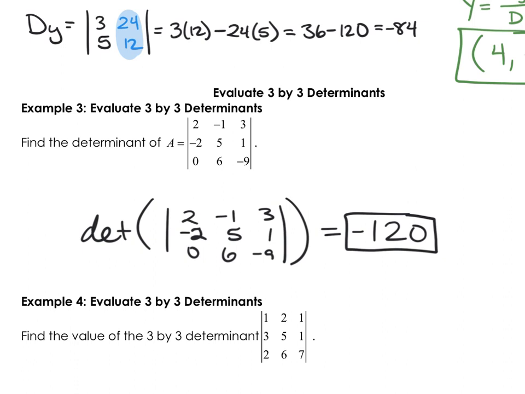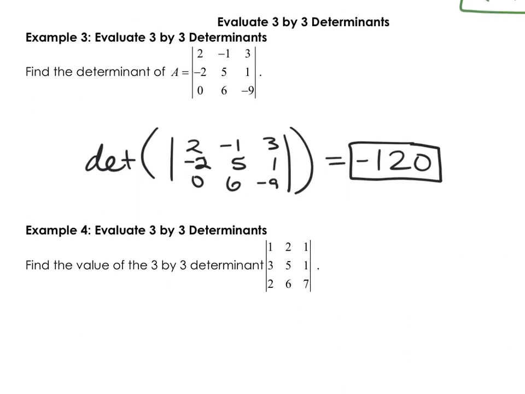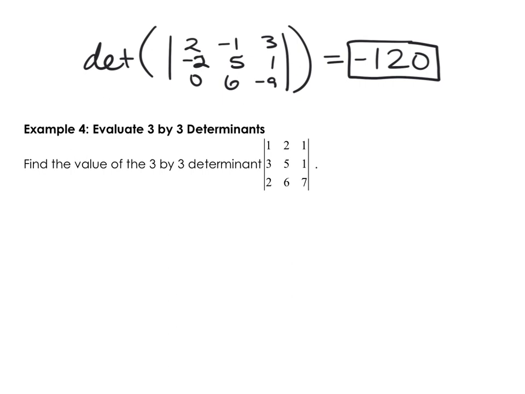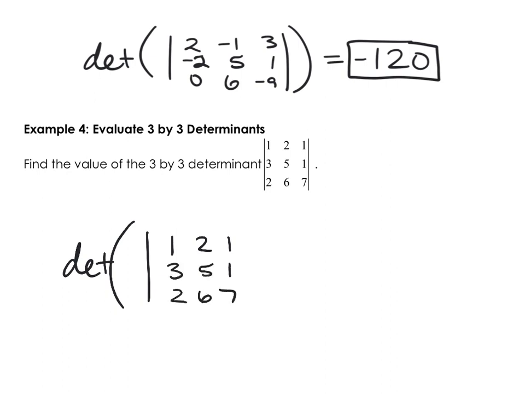Next one is for you to try on your own. So you have example 4. Again, 3x3 or third order determinants are kind of crazy to do by hand, so we do them in the calculator for sure. So in your calculator, you would select to do the determinant of this matrix 1, 2, 1, 3, 5, 1, 2, 6, 7. And it should spit out to you that this determinant is negative 1. Remember, a key thing here is if you ever get a determinant that's 0, it's not going to be invertible if that happens to pop up for you.